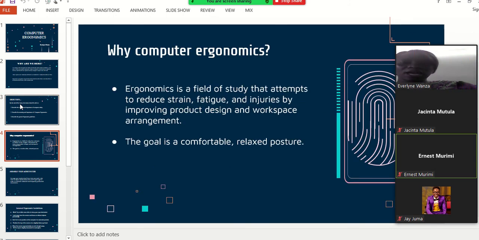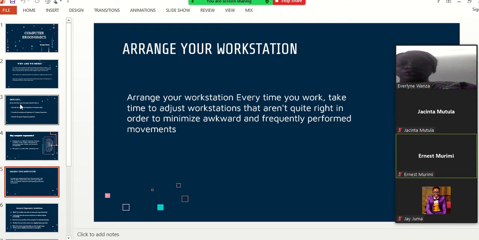Now, what are computer ergonomics? Ergonomics is a field of study that attempts to reduce strain, fatigue, and injuries by improving product design and workspace arrangement. And the reason why ergonomics is there is comfortability and relaxed posture. So the very basic thing that you're supposed to do is arrange your workstation. You should ensure that every time you work, take time to adjust workstations that are not quite right in order to minimize awkward and frequently performed movements.